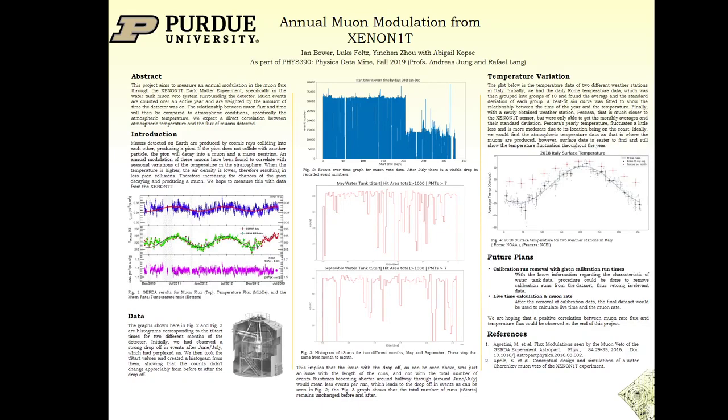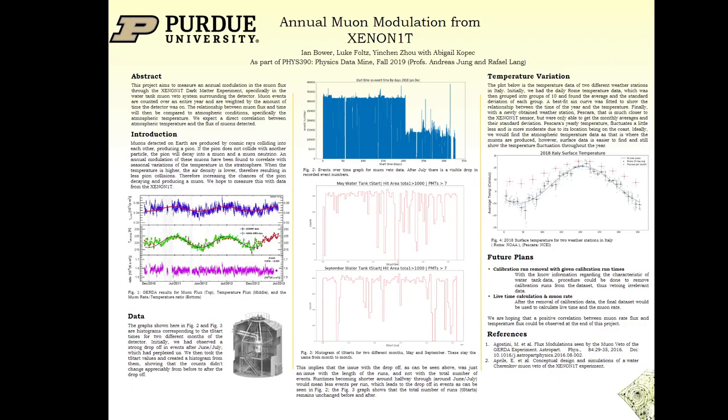The data from this experiment are muon events detected by 84 8-inch photomultiplier tubes in the XENON water tank. The graphs shown here in Figure 2 and Figure 3 are histograms corresponding to T-star, which is the start time of an event, for 2 different months recorded by the detector.